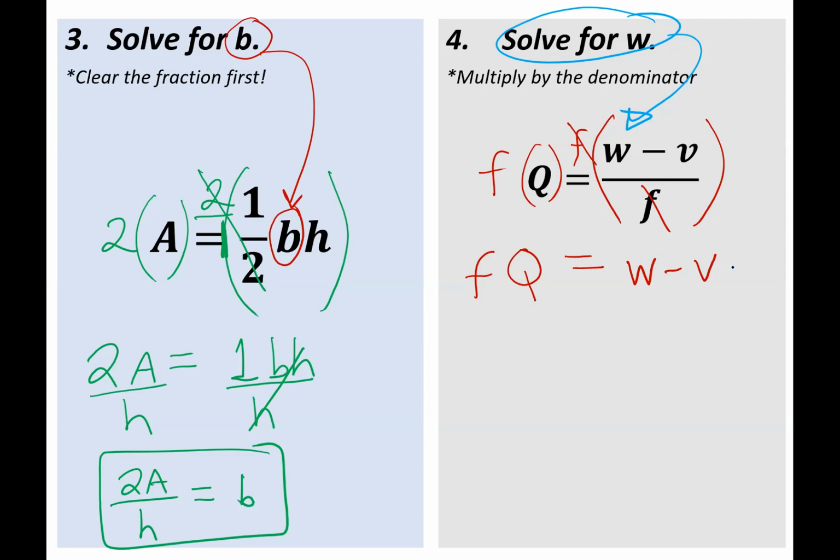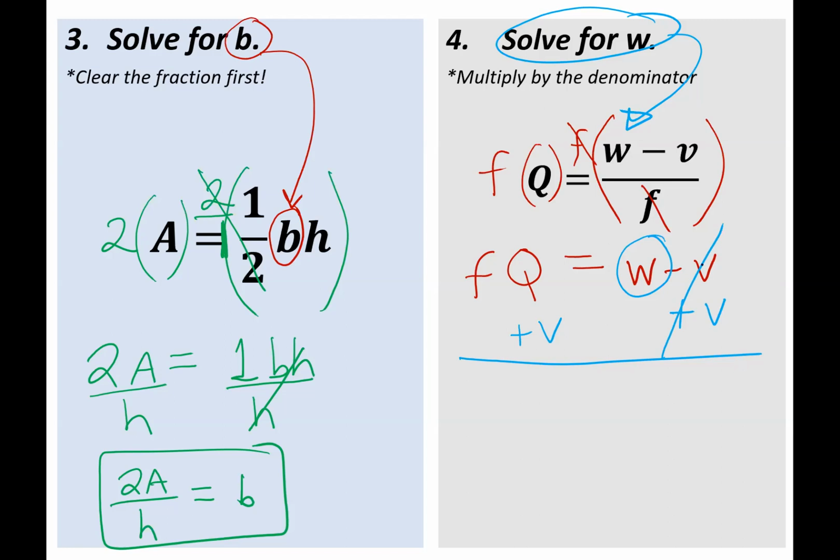We've been doing a lot of multiplying and dividing so far, but look at this. We have minus v. So to cancel out minus v, what we need to do is actually plus v. So I'm going to add v on both sides. Again, it's f times q equals w minus v. I'm trying to solve for w, so I'm canceling out the minus v by adding v to both sides. Just like if it was minus 3, wouldn't you add 3 to cancel it out? It's the same thing. So I will add v on both sides.